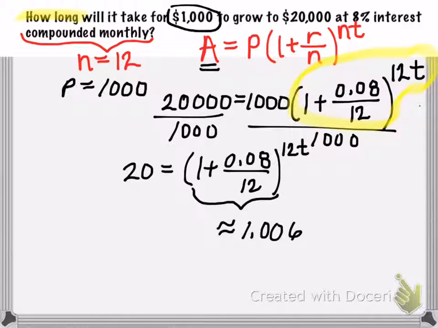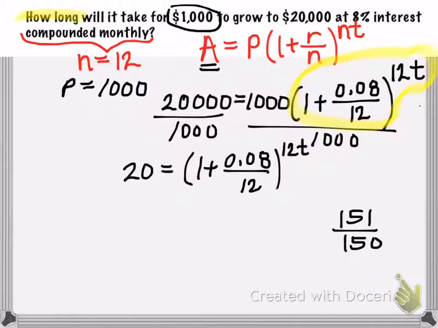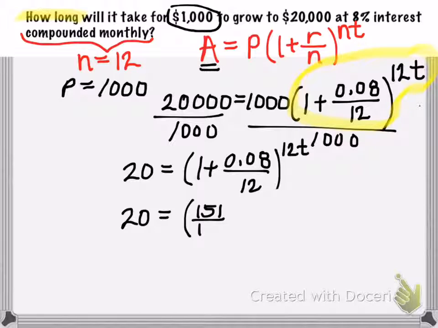So if you wanted to use 1.006, then I would encourage you to use the store feature on your calculator and store this value. Or you could go ahead and use your graphing calculator to convert this decimal to a fraction, if it converts. And this one does. The exact value for this decimal is 151 divided by 150. So it is up to you whether you want to use the stored value or the exact value. For this example, I'll go ahead and use the exact value since it does convert to an exact fraction. So really I have 20 is equal to 151 divided by 150 raised to the 12t.